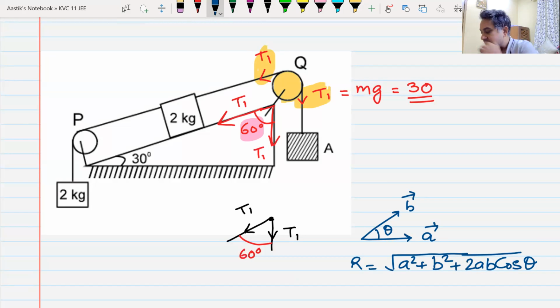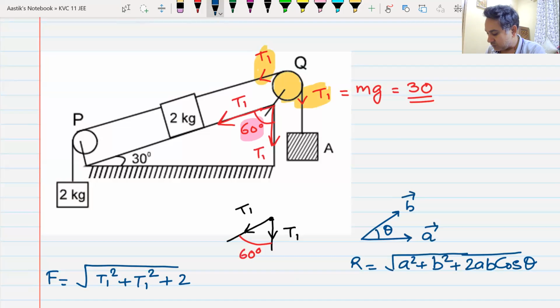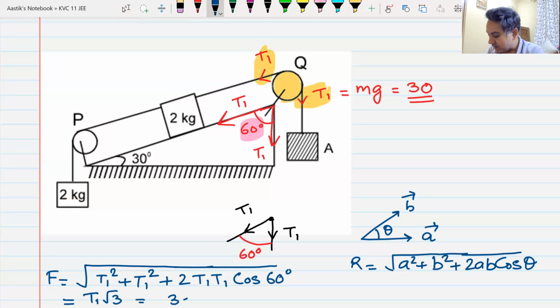Now you can tell me the force applied by the string on the pulley. The force F will be equal to under root of T1 square, one force, plus T1 square, the other force, plus 2 times T1 into T1 cos of 60. Do we understand this? And you will end up with the answer. What is the answer you are getting? You will get T1 into root 3, and T1 is your 30. So your answer would be 30 times root 3. Do we understand this? Yes or no?